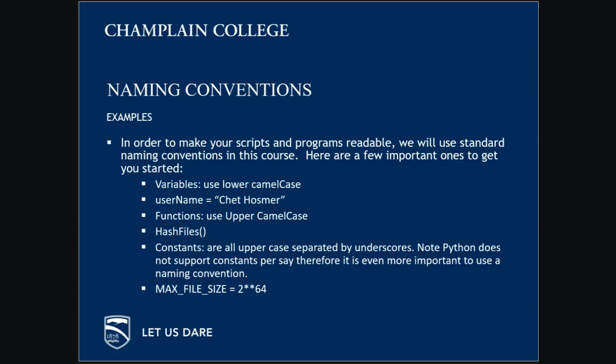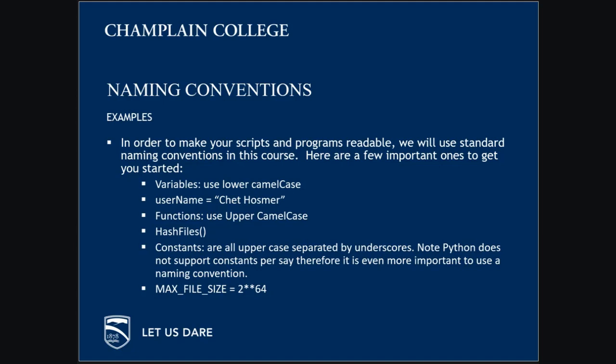Functions, we do the opposite. We can distinguish them quickly in our code. We start those with upper camel case. So in this case, Hash is capitalized, then Files is capitalized afterwards. It makes it easy for us to read and distinguish variables from functions within our code quickly. Constants are all uppercase and separated by underscores.